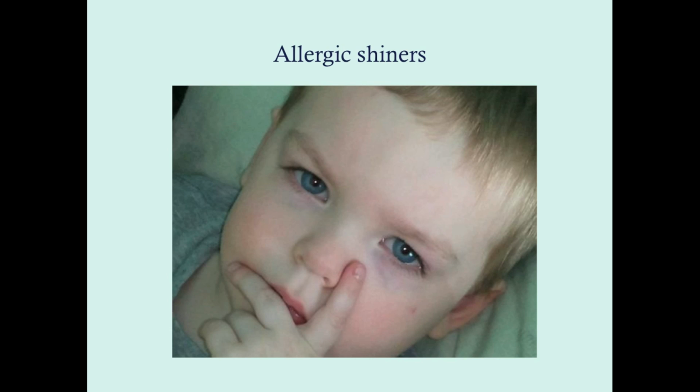Okay, so these are allergic shiners. They can be a little difficult to ascertain depending on how severe they are, but essentially what they look like are dark circles around the eyes. And this is just due to venous congestion.